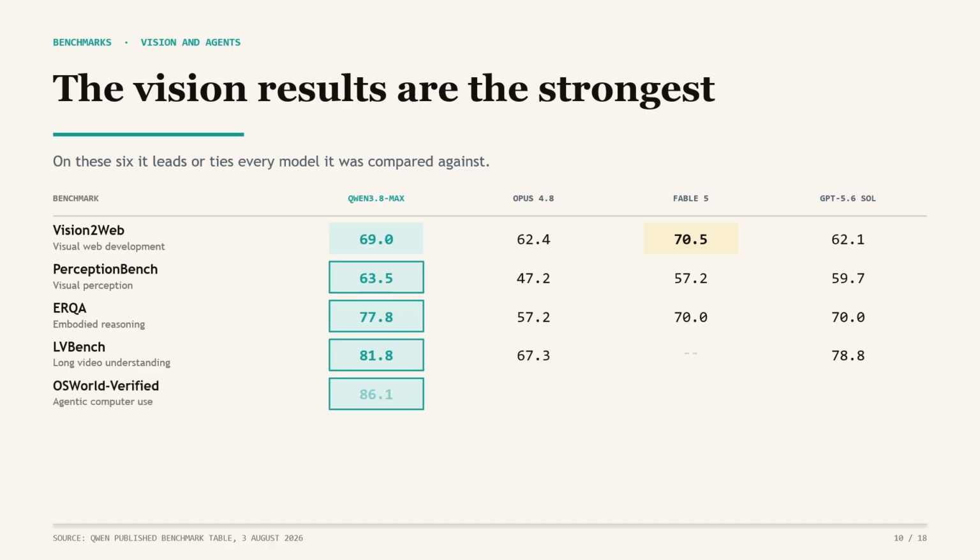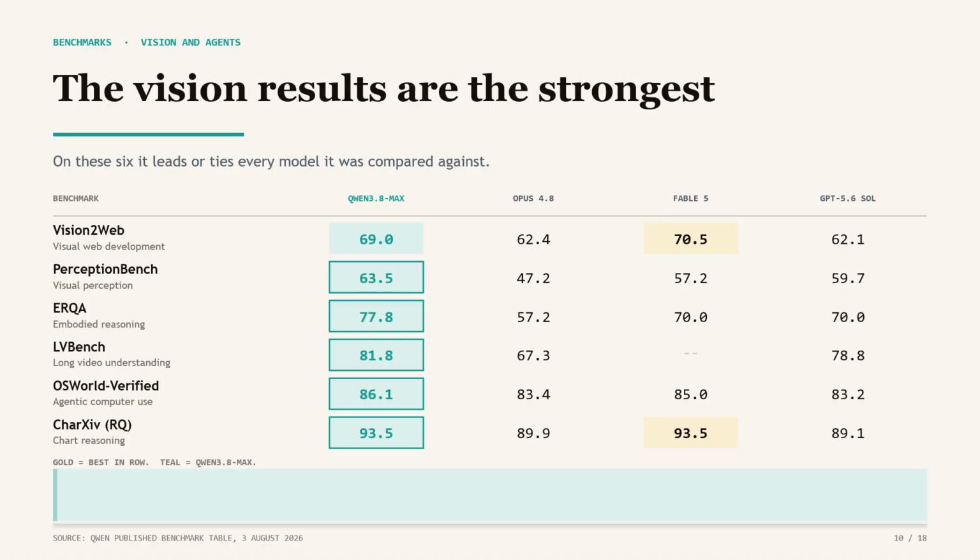And this lines up with what we saw on the Arena Vision board, two separate ways of measuring, both saying the same thing. When a self-reported benchmark and an independent vote agree, you can trust the results more.